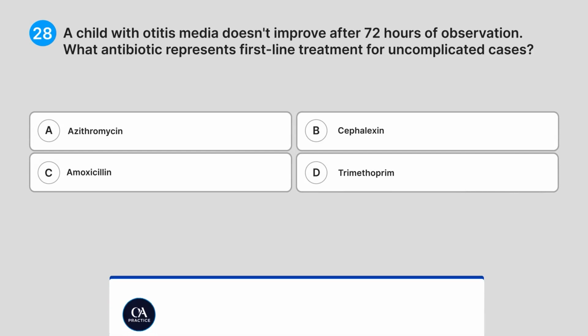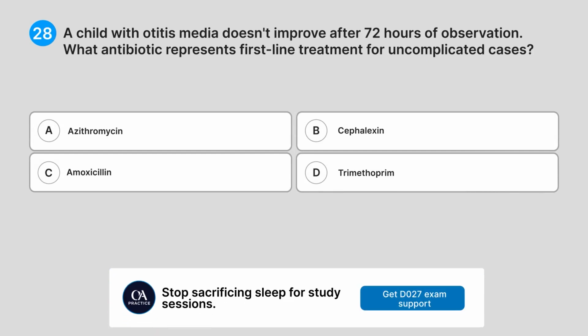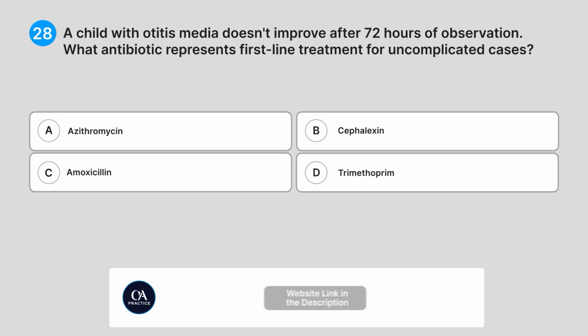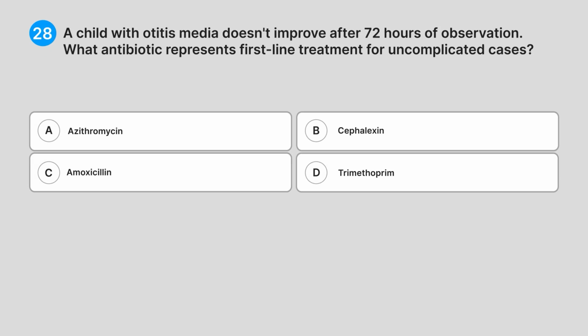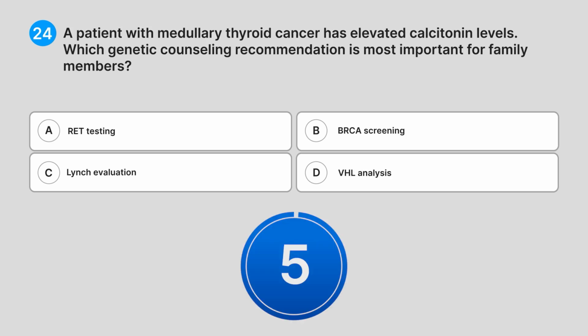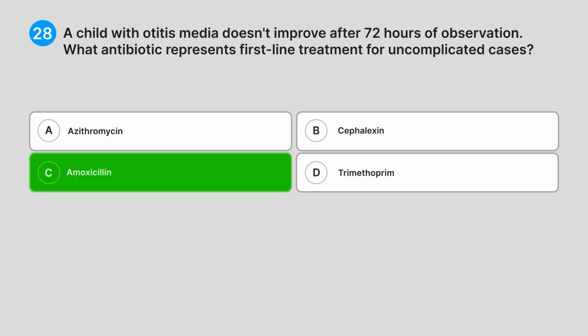28. A child with otitis media doesn't improve after 72 hours of observation. What antibiotic represents first-line treatment for uncomplicated cases? A. Azithromycin, B. Cephalexin, C. Amoxicillin, D. Trimethoprim. Do you know the answer? Correct answer, C. Amoxicillin.